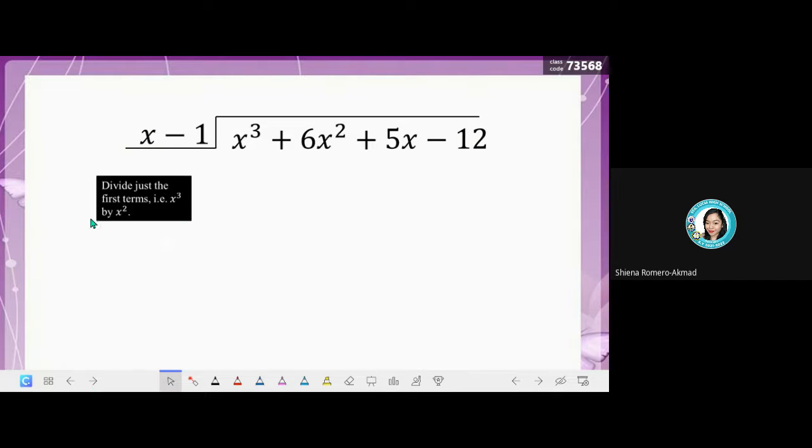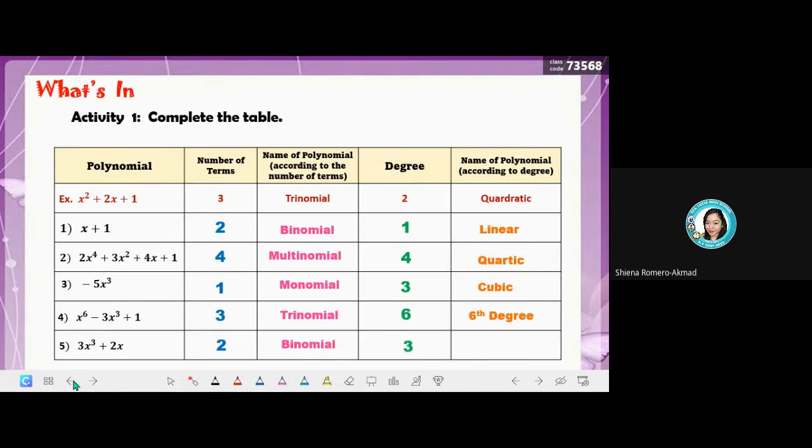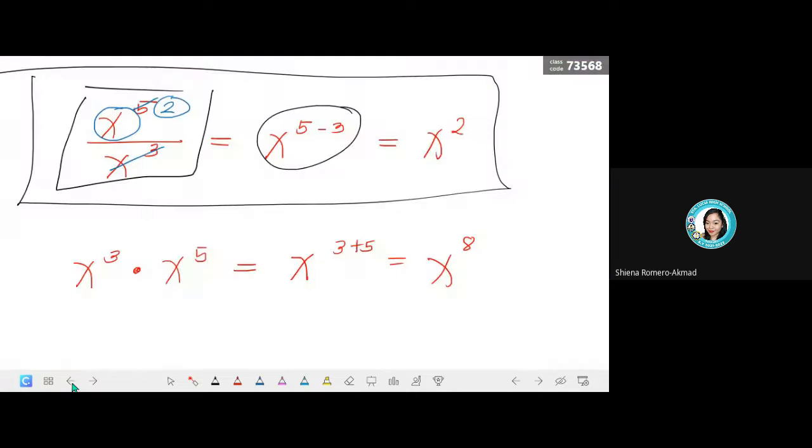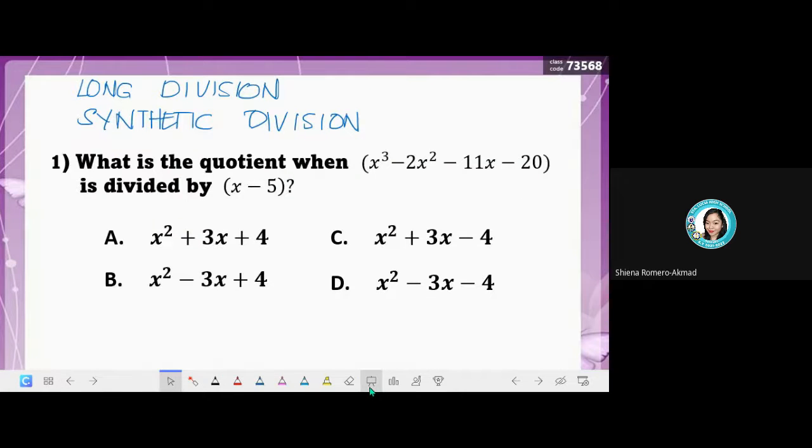So how do we divide polynomials? So hindi ko muna ipapakita to, but I am going to use number 1 as our example para makita nyo how to do it step by step.